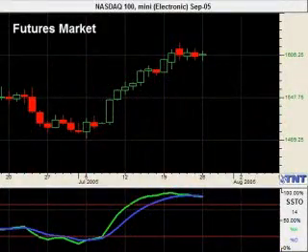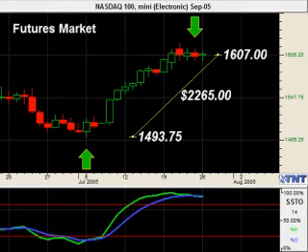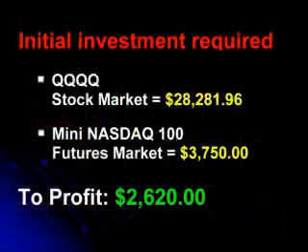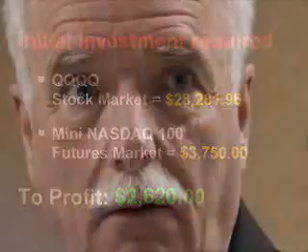Take a very close look at this chart. The exact same move in the NASDAQ as the Qs started when our stochastics indicator gave us a buy signal at 14.93, and it ended when the same indicator gave us a sell signal at 16.24. The amount of profit on that trade was exactly the same as our example before with the Qs. But take a look at the initial investment amount. Only $3,750. What's that, you say?